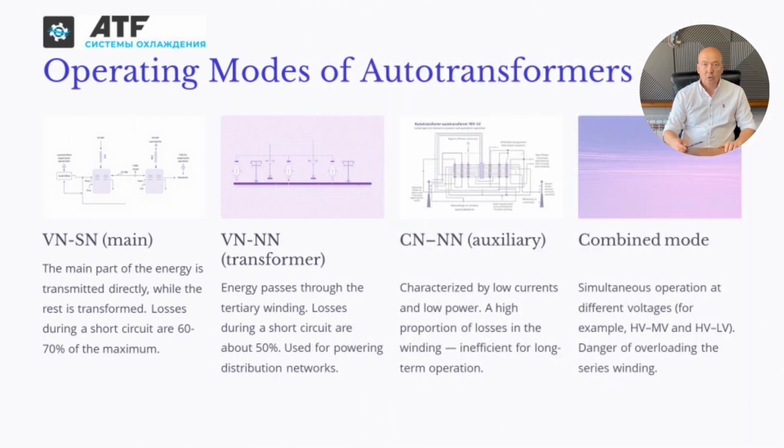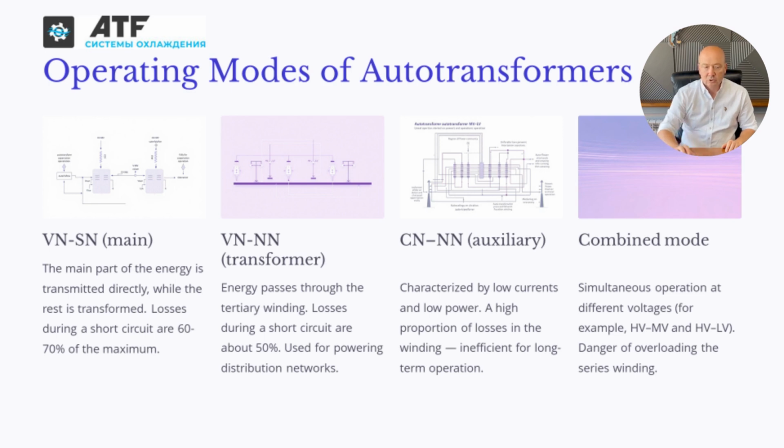Examples of operating modes of autotransformers. High voltage to medium voltage or medium voltage to high voltage: main autotransformer mode. Most of the energy is transmitted directly, the rest is transformed. Short-circuit losses are 60 to 70% of maximum. This is the typical mode when transferring energy between two high-voltage networks. High voltage to low voltage or low voltage to high voltage: pure transformer mode.